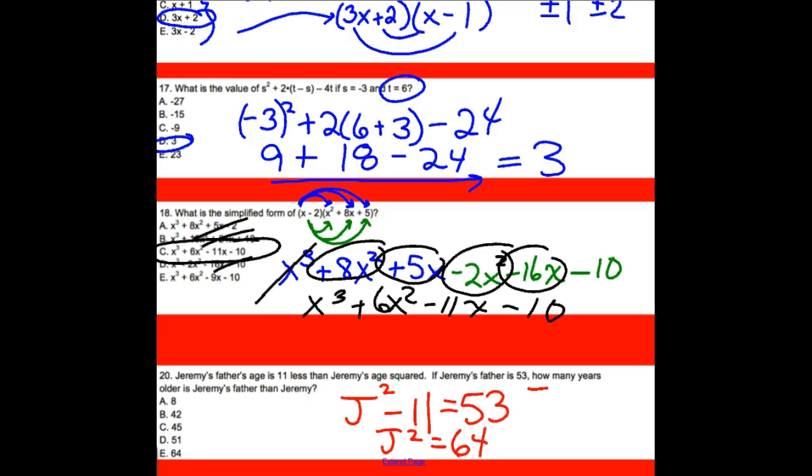I take the square root of both sides. Technically, I could get plus or minus 8, but it's somebody's age, so negative 8 doesn't make sense in this situation. Be careful you don't go circle A, because the question says how many years older is Jeremy's father, who we were told was 53, than Jeremy, who we just found to be 8. So we need to find the difference between those, and that'll give us 45 for letter C.